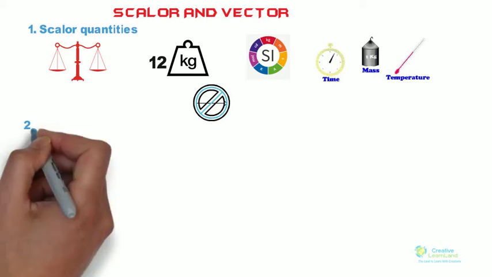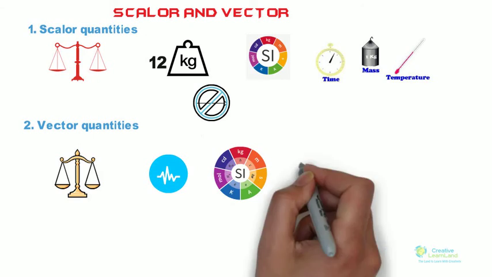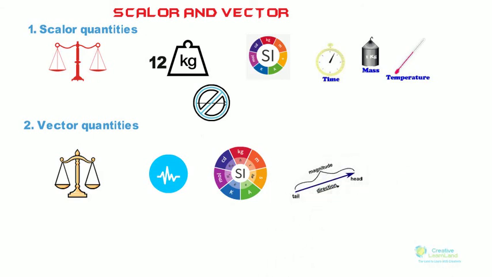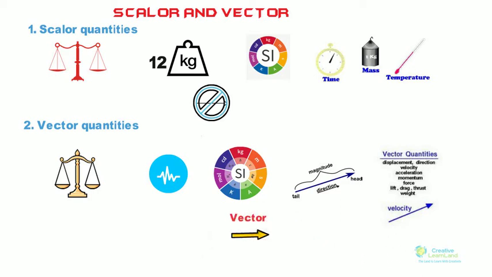On the other hand, vector quantities are those quantities which can be represented fully by their magnitude, unit, and also need direction to be defined fully. Examples of vector quantities are velocity, displacement, acceleration, etc. Though, it is evident that vector quantities need direction for their representation, while scalar quantities don't.